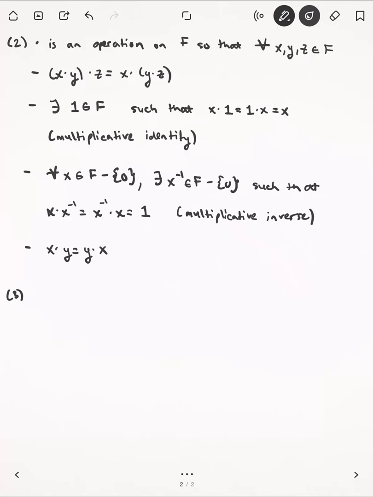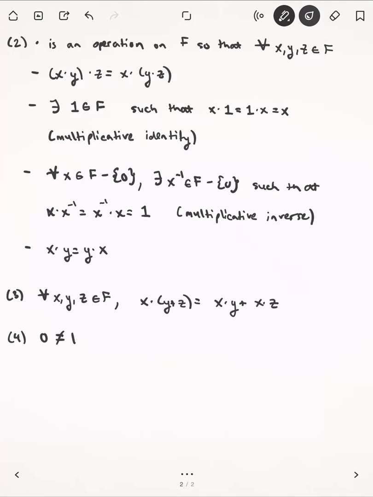A third property is that multiplication is distributive over addition. So for all x, y, z in the set F, x · (y + z) = x · y + x · z. And lastly but not leastly, we have that 0 does not equal 1. It's just a technical condition, but it is a condition that we need.